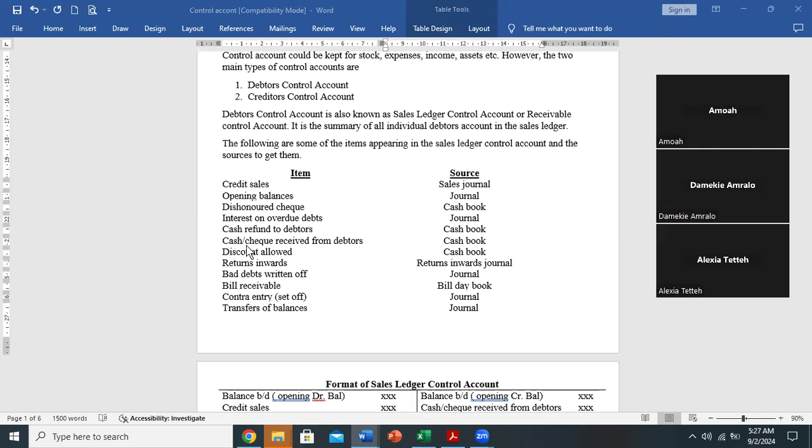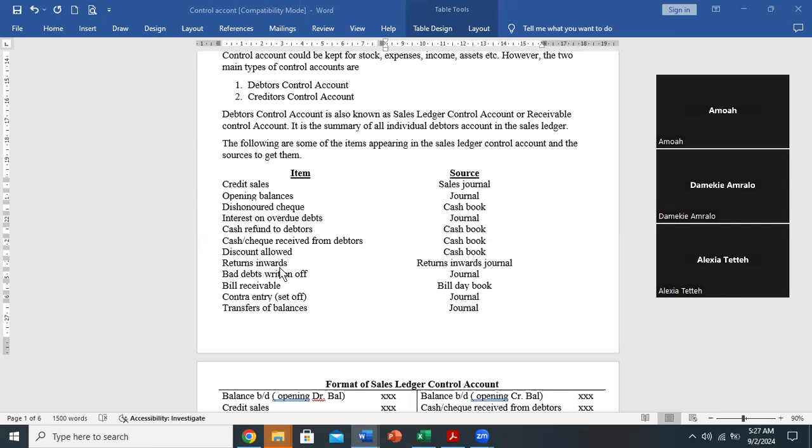The next one, cash or check received from debtors. I think this one you would do the analysis for me. When you receive cash or a check from debtors, does it increase the balance or reduce the balance? Reduces the balance. Okay, that is perfect. It is going to reduce the balance. Discount allowed. You are giving your debtors an allowance, so it's going to decrease their balance.